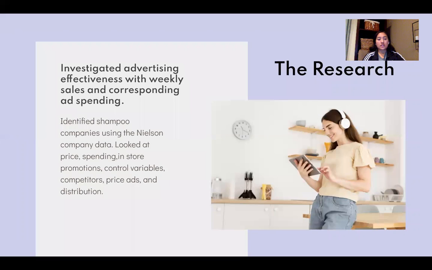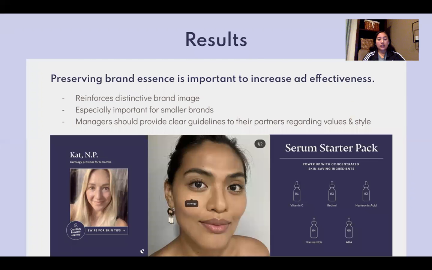So this is the research that they did. They investigated advertising effectiveness with weekly sales and corresponding ad spending. They identified shampoo companies using the Nielsen company data. They looked at price spending, in-store promotions, control variables, competitors, price ads, and distributions. And from their research, these are some of the results that they found.